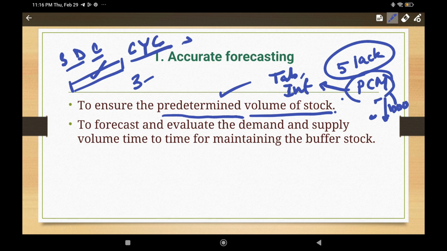There may be a little plus minus in the values. That doesn't matter, but if we make it accurately, this plus minus value will be least. So we forecast and evaluate the demand and supply volume from time to time for maintaining the buffer stock. This value may vary because of the situation, season and many other factors, so we calculate over the previous three years, which gives an accurate result. This is not mandatory, but it gives an idea of how much the current year consumption may be for that particular drug.